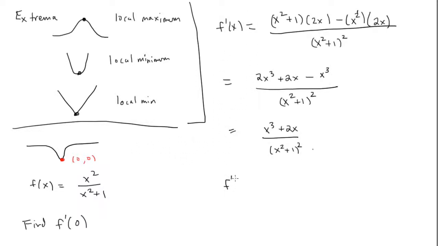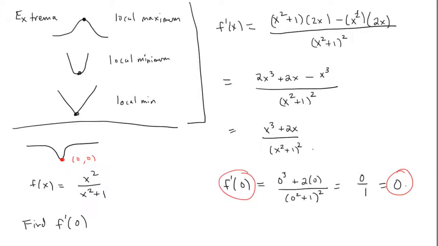We were interested in computing f prime of 0. So all I've got to do is plug 0 in for x here, and then just compute the arithmetic. And so we get 0 there, 0 there. That puts a 0 on top. And in the denominator, we've got 1. And so this is 0. Okay, so in this case, we get 0 is our value of f prime of 0.